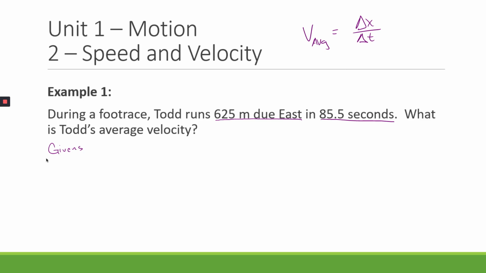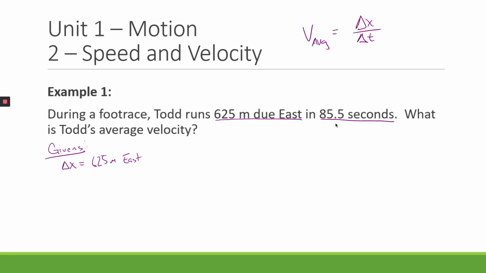I'm going to have you do this for every problem, so get used to it. It helps to solve problems in the same manner every time so that you get good at it. So your displacement, delta x, equals 625 meters east. Beautiful. That's our first given piece of information.